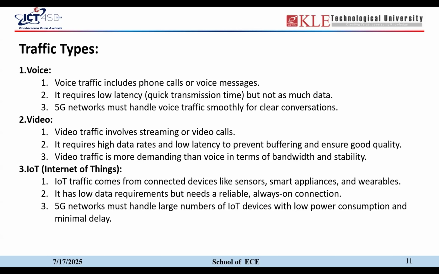Then another one is IoT. These devices send tiny amounts of data like sensor readings, but must be connected continuously. They need reliable but low bandwidth connections. This traffic is common in smart homes, healthcare, agriculture, and industry. It has low data requirements but needs a reliable, always-on connection.